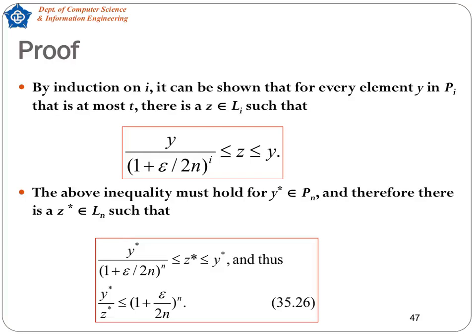By the same argument, there exists a z* in L with y*/(1 + ε/2n)^n ≤ z* ≤ y*. Notice that rearranging this inequality gives y*/z* ≤ (1 + ε/2n)^n, which is precisely the bound stated in equation 35.26.